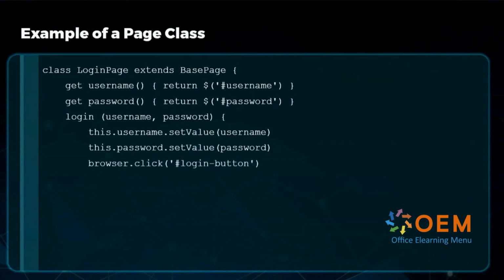After that, we simply click on the login button by using the following statement: browser.click(), and then we provide the ID of the login button. In this case, the ID is going to be #login-button. Once we are done with the implementation of our login method, we close the method definition using curly brackets. Then we close the class definition using another curly bracket.